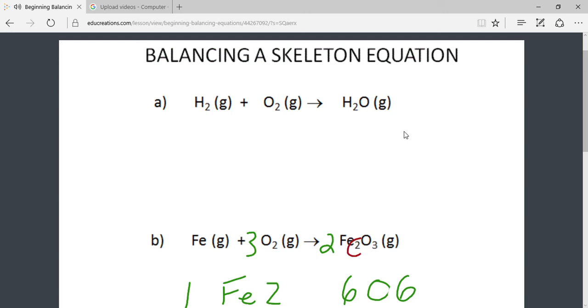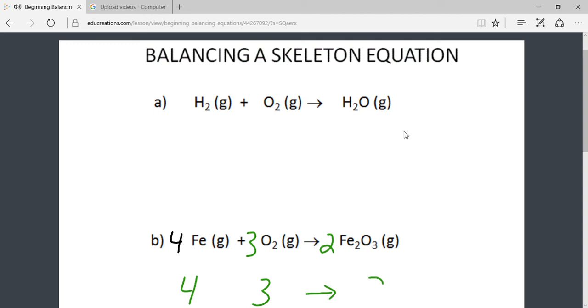However, you'll notice the amount of iron has now been doubled for the product side. This makes a total of 4 iron on the product side, yet only 1 iron on the reactant side. Therefore, a coefficient will be needed for iron on the reactant side. The coefficient of 4 would create the 4 iron atoms needed to balance the equation. Therefore, the coefficients necessary to balance the equation would require 4 iron, 3 oxygen, and 2 iron(III) oxide.